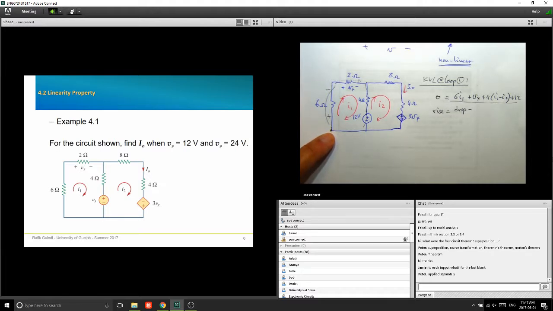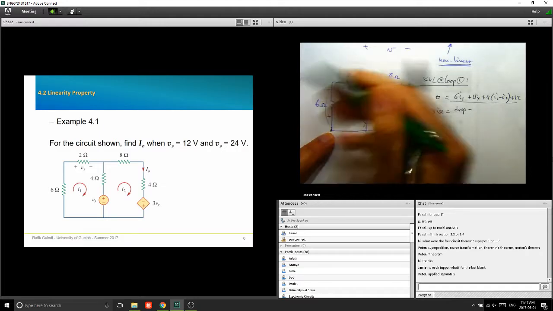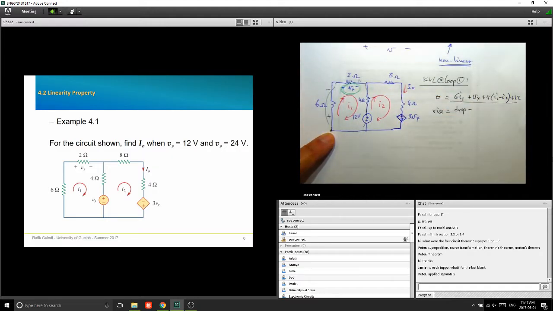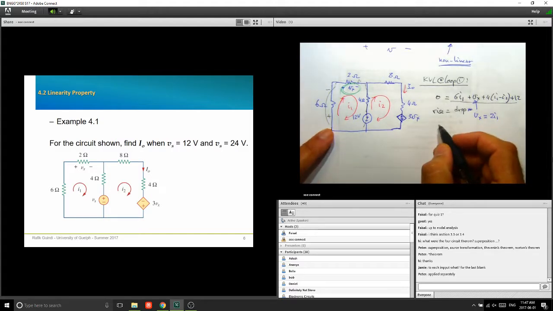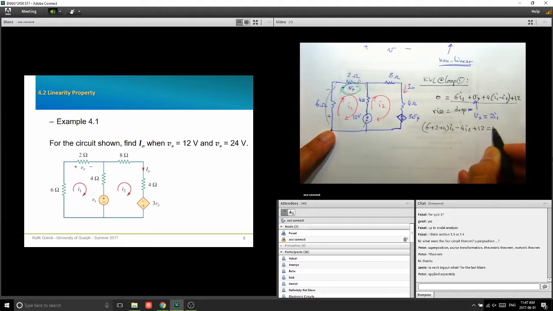But again, this Vx has to be replaced by something, because remember, your KVL equations have to always be in terms of your unknowns. And in this case, my unknowns are small I1 and small I2. So I have to do something with this Vx. Vx equals 2I1. I'm going to rearrange that. I have 6I1 plus I1 for I equals 0, right? 12I1 minus 4I2 plus 12 equals 0. That's my first equation.